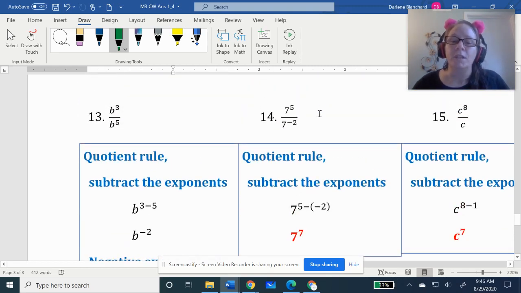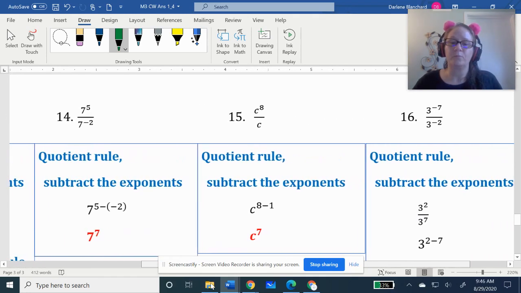For number 14, quotient rule again. So subtract the exponents when you have the same base for what is being divided. 5 minus negative 2 is a 7, and you're good to go. Leave it as 7 to the 7 power because that's a really big number.